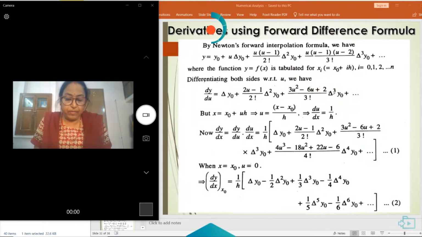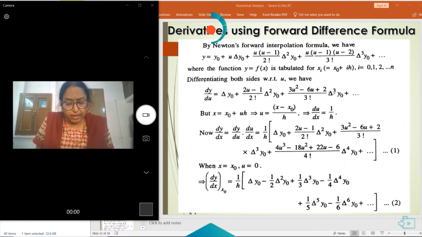As we know from the last class, Newton's forward formula is y is equal to y0 plus u into delta y0 plus u into u minus 1 by factorial 2 delta square y0 plus u into u minus 1 into u minus 2 by factorial 3 delta cube y0 and so on, where the function y is equal to f(x) for every x, and x is equal to x0 plus ih.